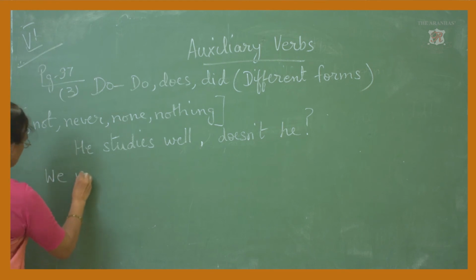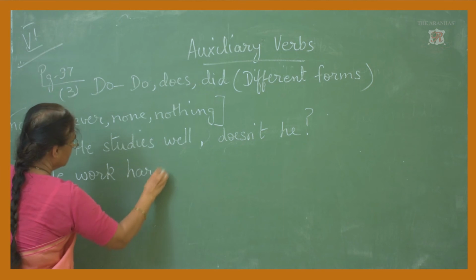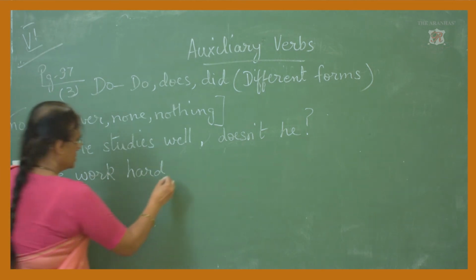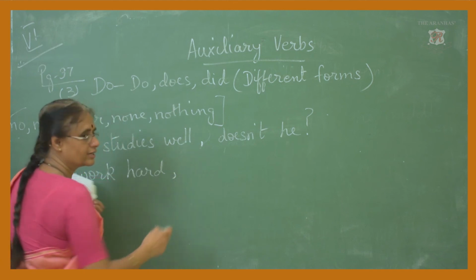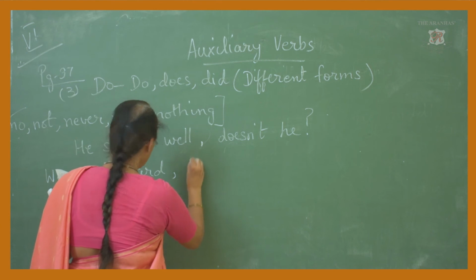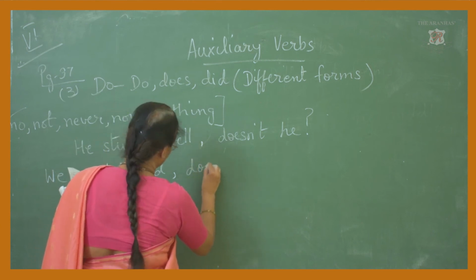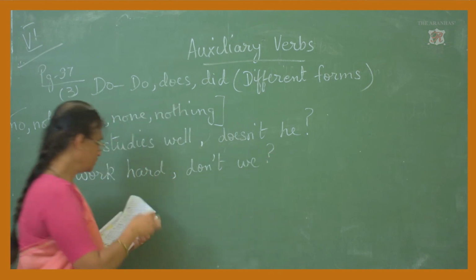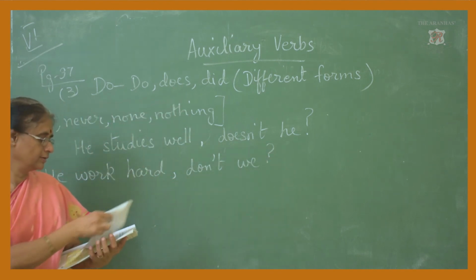We work hard. Again it is a positive sentence. The question tag should be negative. So what will you write? Put a comma and then add don't we. A question mark. I hope you have understood over here.